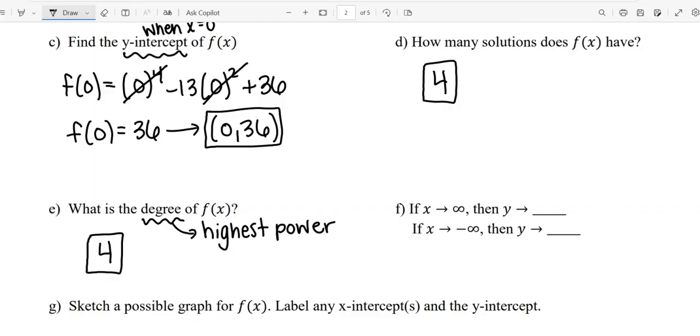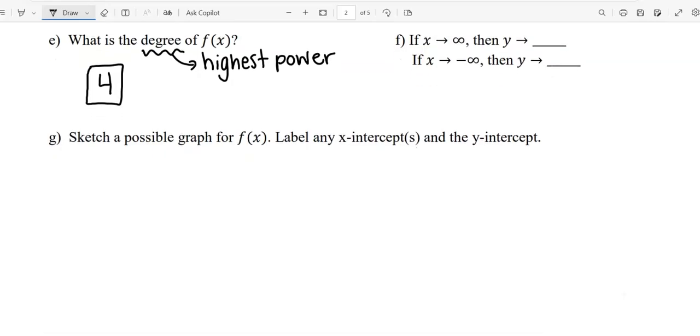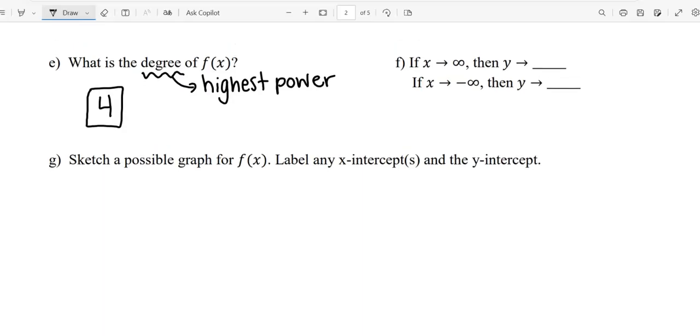And your solutions are also what on the graph? X-intercepts. So as many solutions as you have, the highest power of your polynomial tells you how many times you're going to cross the x-axis. So how many times is this going to cross the x-axis? 4 times. All right. Let's get down and do G first, and then we'll come back up and do part F. What is part F? What are we doing there? Almost. We called it something from yesterday. End behavior.